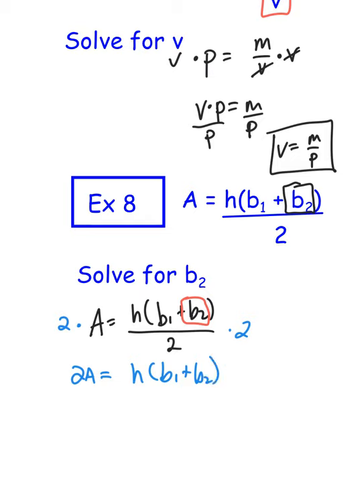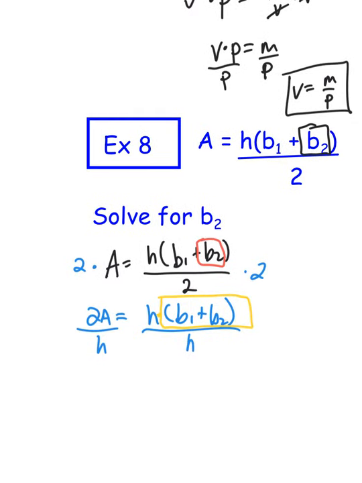Now there's a couple things you could do here. You could distribute the H, which would be fine. Or we could just get rid of the H right now. And if you notice, this H is multiplied by all this stuff. So what I can do is I can just cancel out that H by dividing by H. So then I have 2A over H, now these H's are canceled out, equals B1 plus B2.